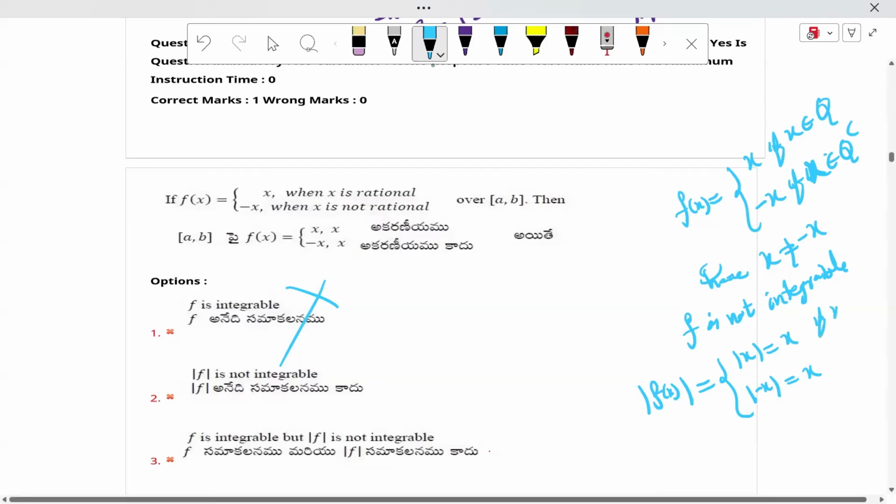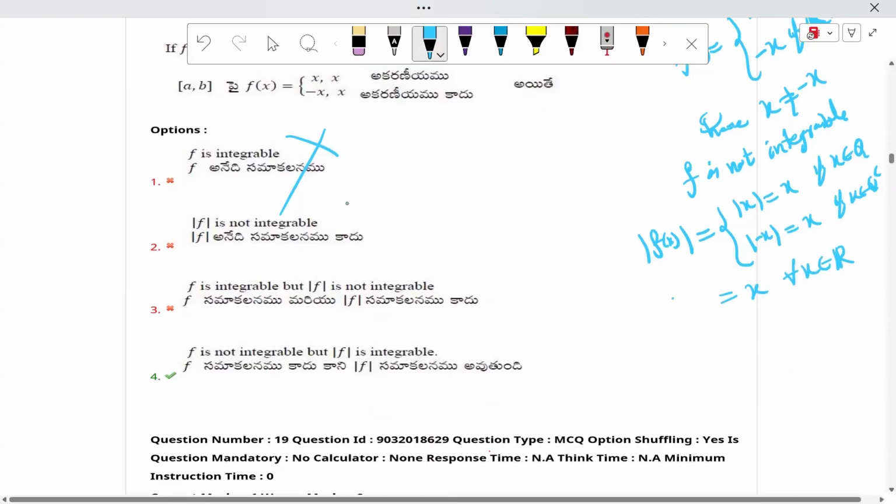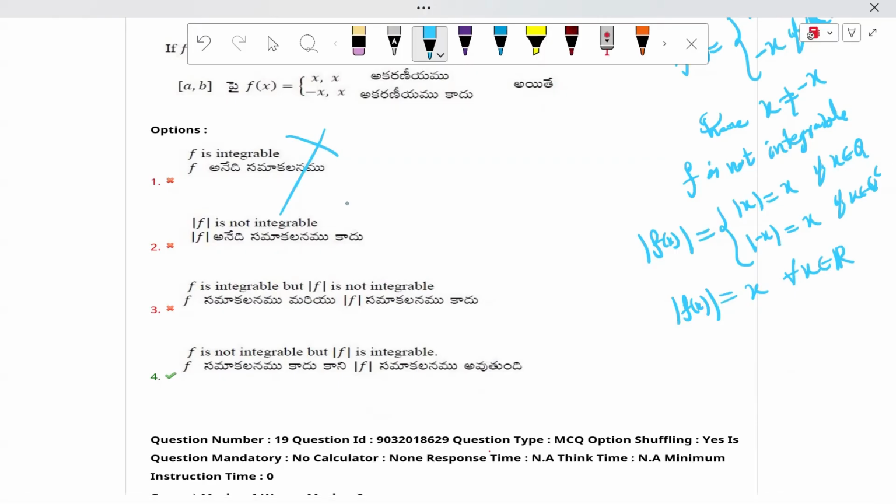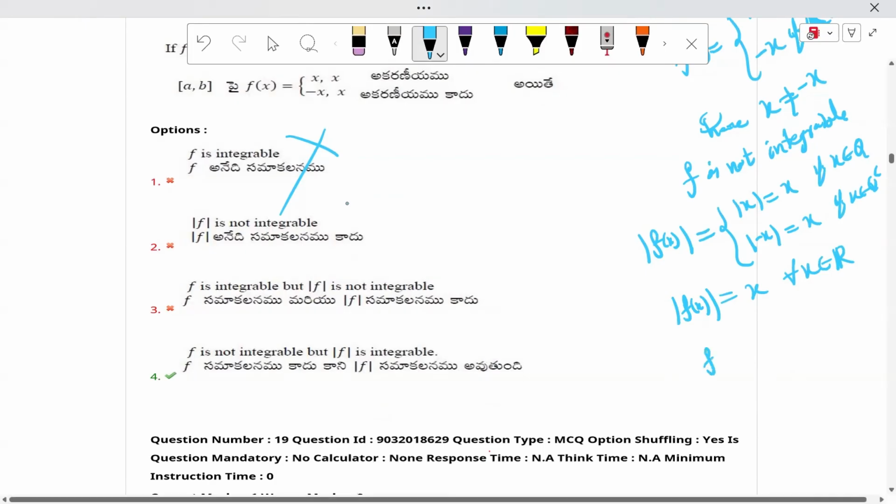If x is the rational number, if x is the irrational number, both time లో x అవుతుందంటే f of x is equal to x for all x belongs to real number, because rational and irrational వస్తుంది కాబట్టి రియల్ నెంబర్. సో mod f of x is equal to x అంటే it is integrable. ఇంటిగ్రేషన్ చేయడానికి వస్తుందా అంటే x ని? ఎస్ వస్తుంది. రియల్ నెంబర్ సిస్టమ్ మీద ఇంటిగ్రేషన్ చేయొచ్చు కదండి x కి. సో కాబట్టి mod f is integrable.